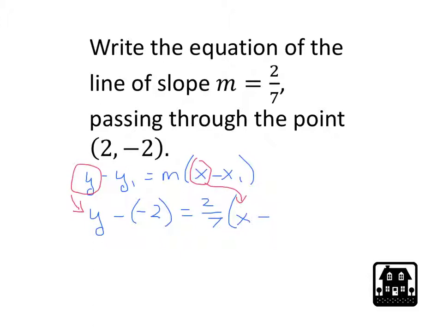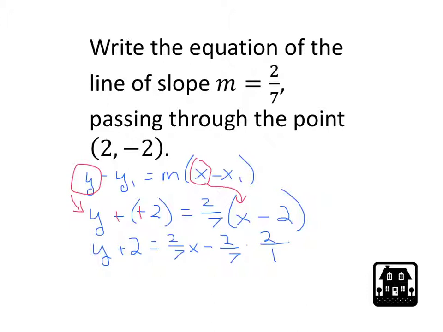So the x value of the ordered pair that we're given is 2. Okay, so now we change the negatives to positive there. We don't have to do anything to the negatives on the right side of the equation. So we have y plus 2 equals 2/7 x minus 2/7 times 2. Now when we multiply a fraction times a whole number, you should write the whole number as that whole number over 1. So instead of writing 2, I'm writing 2 over 1, because now I can multiply those fractions.